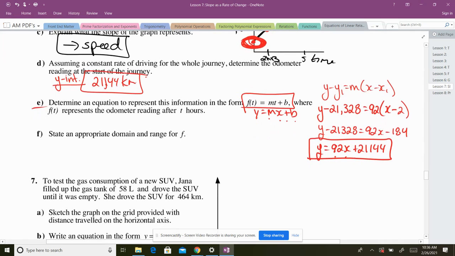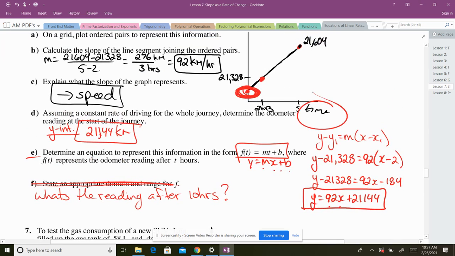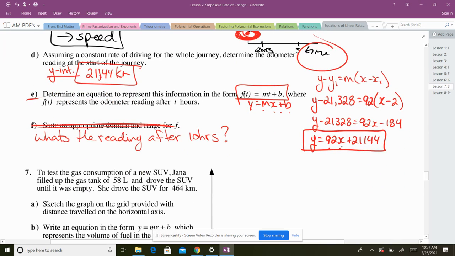Okay. It doesn't ask us this, but we're going to do it anyway. We're not going to do the appropriate domain. I'm going to say, what's the reading after, I don't know, 10 hours of driving? What do I do? Where does the 10 go? Is it an x value or a y value? Look at the graph. It's an x value. So what do you do? You put it in for x, right?